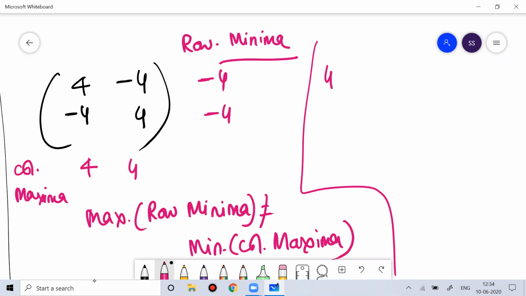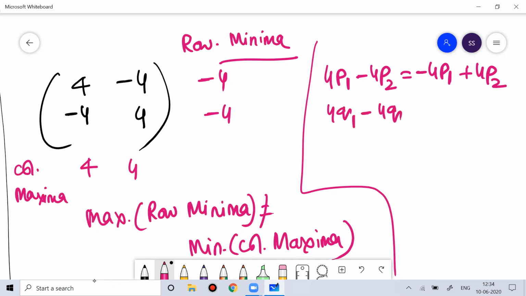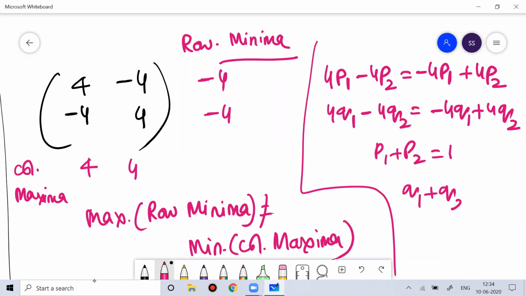That equation can be 4p1 minus 4p2, that is equal to minus 4p1 plus 4p2. Or I can write in the term of q, that 4q1 minus 4q2 would be equal to minus 4q1 plus 4q2. Where I know that p1 plus p2 will be equal to 1, and q1 plus q2 will be equal to 1. That is one way of solving the problem.